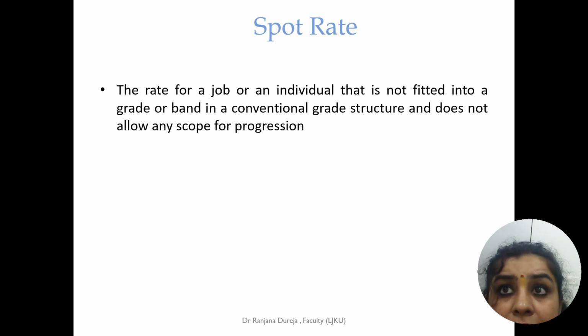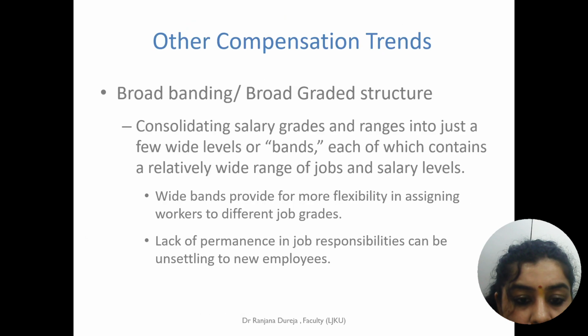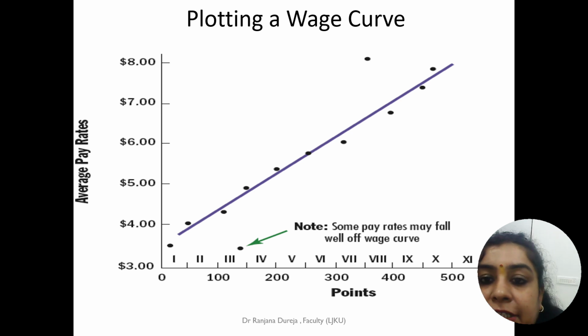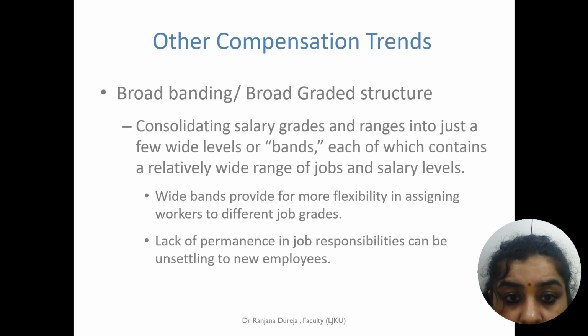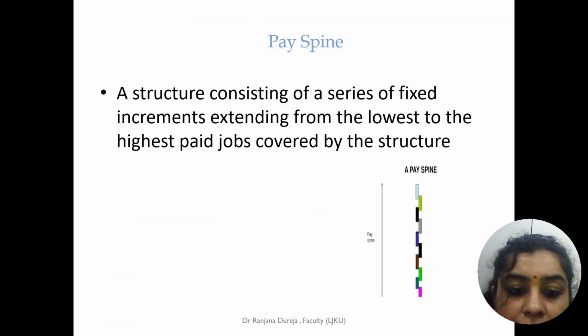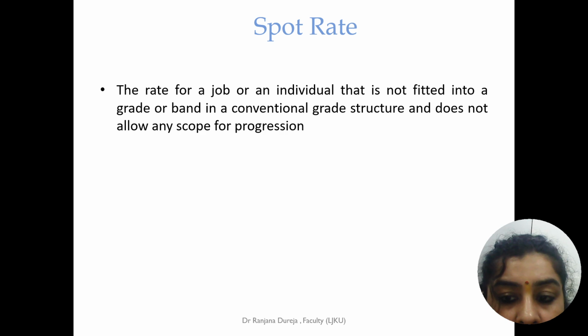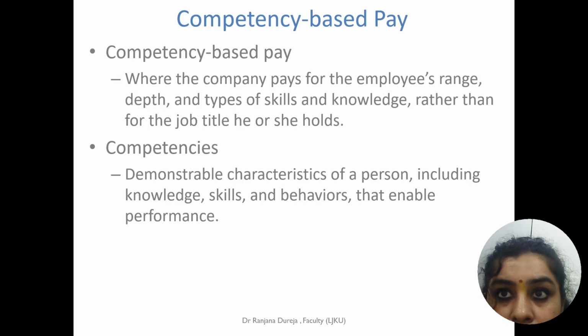Next is spot rate. Spot rate is basically a rate which I want to explain here. In this PPT, we can identify spot rate. Spot rate is denoted here by an arrow, wherein you are underpaying or overpaying someone. Spot rate is basically the kind of pay wherein you are underpaying or overpaying someone. That means it is not fitting into the grade or band range. That is spot pay. So what you can do with spot pay is eliminate that spot by doing fine tuning.